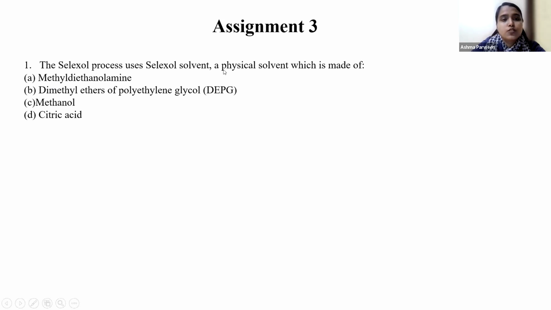the Selexol process uses Selexol solvent, a physical solvent which is made of methyl diethanolamine, DPG, methanol, or citric acid. You just write your answers in the chat box, or you can also unmute yourself and say the answer. I'll give you 1 minute for this question. Please write your answers in the chat box. I've got only one answer.